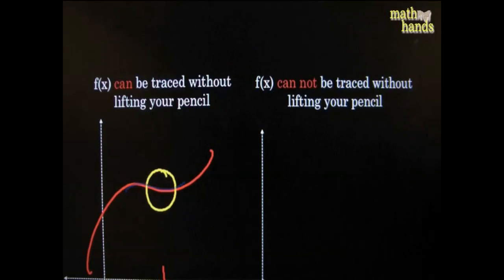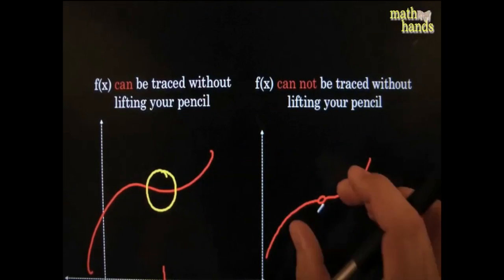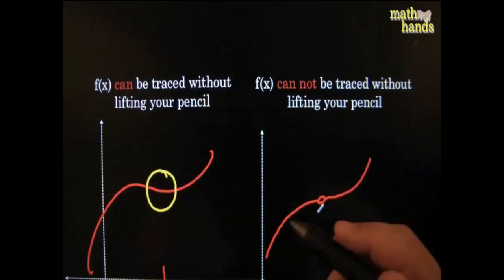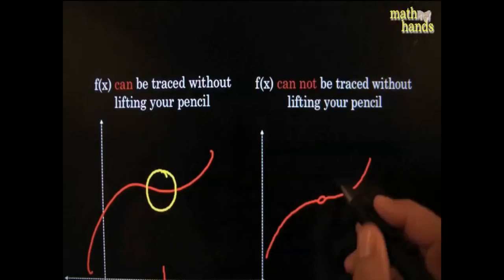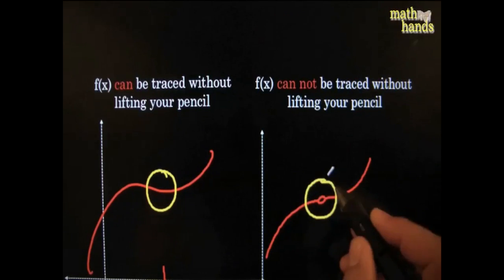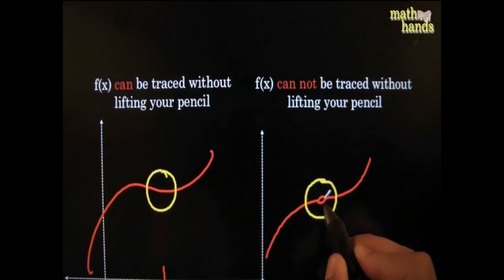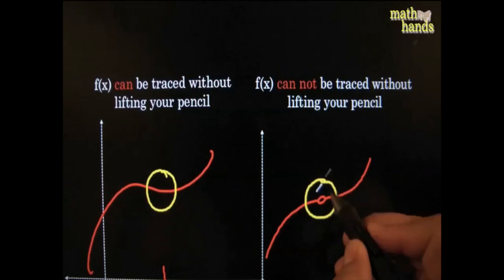but in this case, the graph has no jump discontinuity. It seems to be fine. If you approach it from the left, from the right, everything's nice. But still, if you were to make a little neighborhood around it, there's no way you can trace it without lifting your pencil, because there's nothing there to trace.